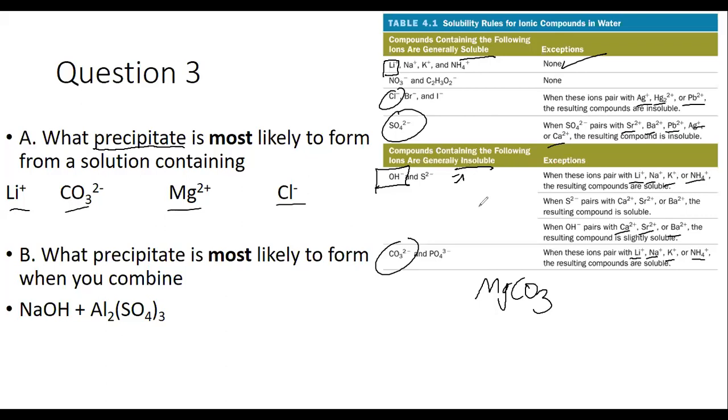So let's make sure we know what this table is saying. Make sure we can understand this table.